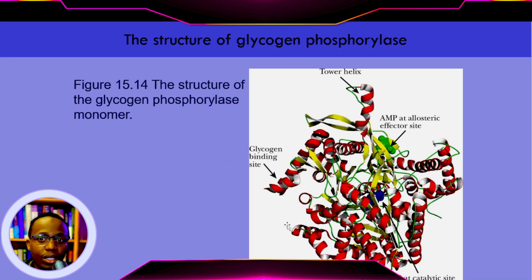Those are the 4 structural features of the enzyme, right? This is an example showing you the allosteric site, the tower helix here, the catalytic site here, and then the other site, the glycogen binding site where the glycogen binds. That's an example of just one subunit. Actually, let me see if we can pull up the actual structure of it.